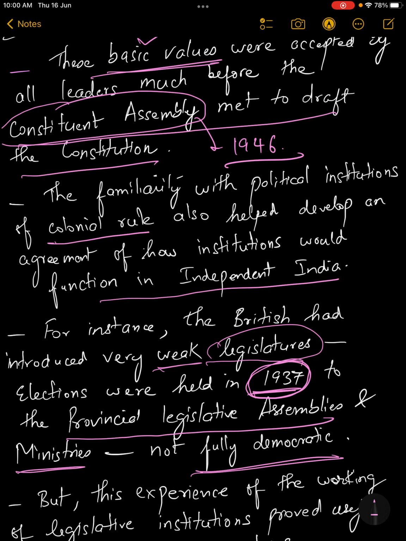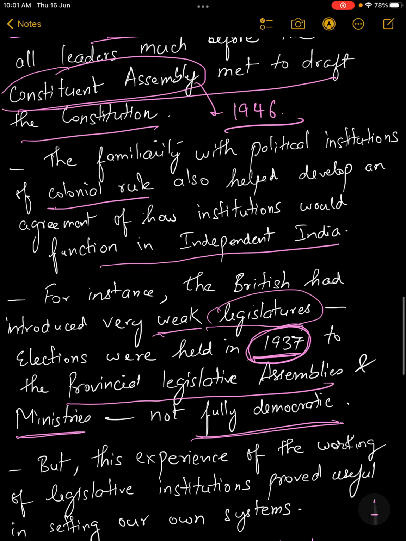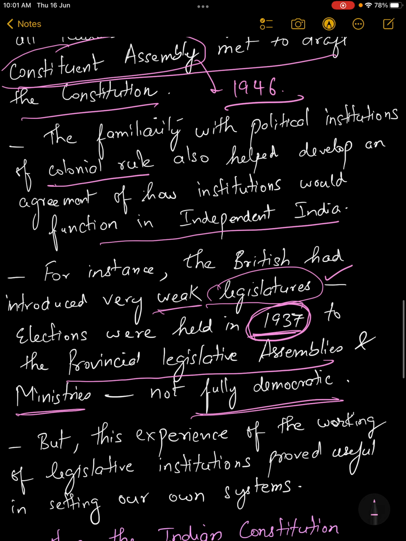We have adopted it, and we have molded it to fit our context, the Indian context, so to speak. Right? So they did introduce legislatures, even though they were not the best, even though they were not completely democratic, but this gave us some experience. That is important, right? It gave us the experience of the working of legislative institutions in setting up our own systems.